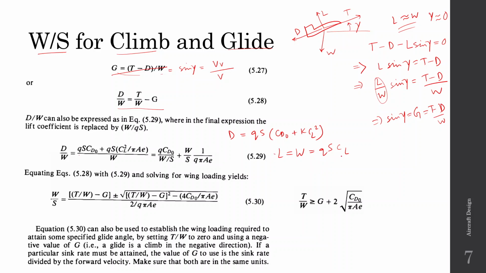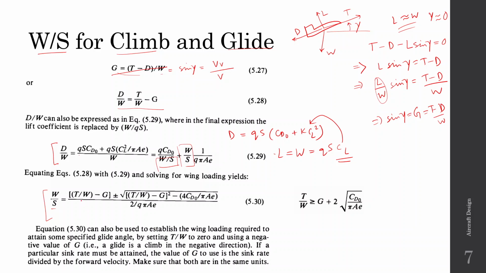So from here you can find out CL and then you can substitute the CL in this equation. When you do all of that, you will get this equation. Drag by weight is this. So again, we will find here that the wing loading terms come into the picture and they form a quadratic equation. Then you can solve the quadratic equation using the quadratic formula to get this kind of a solution.